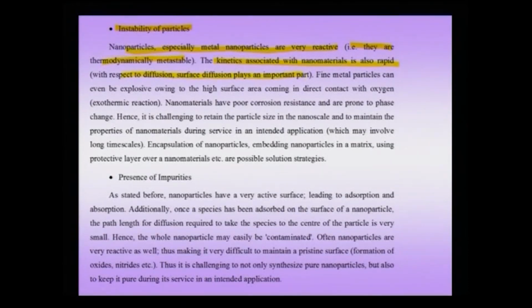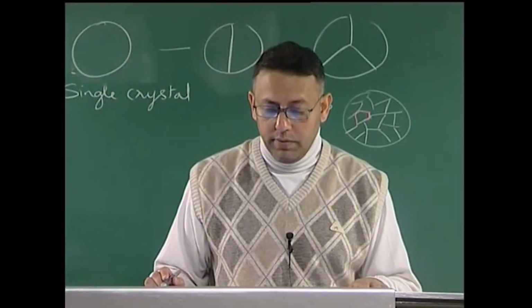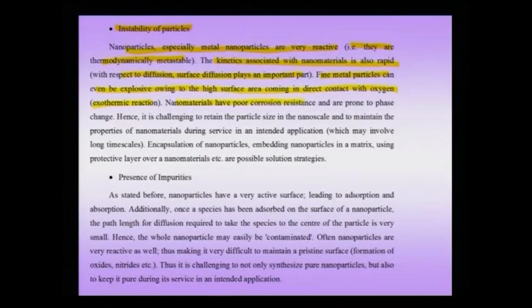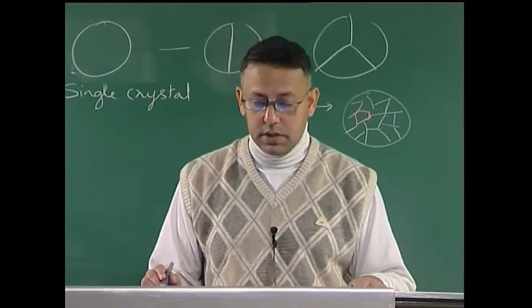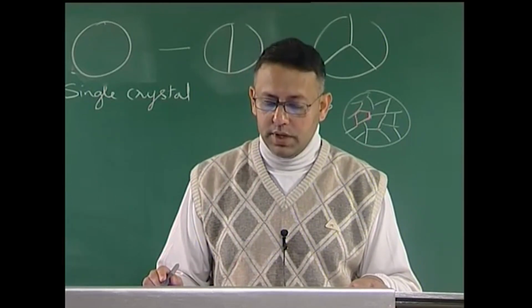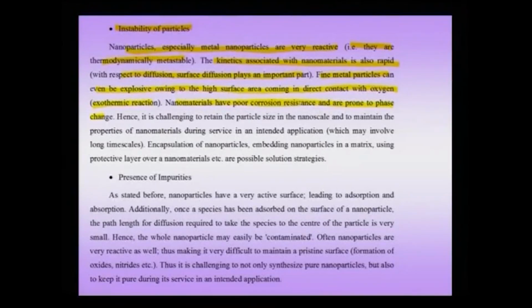Surface diffusion plays an important part. Fine metal particles can even be explosive owing to the high surface area coming in direct contact with oxygen, which is an exothermic reaction. So, when I am dealing with these nanoparticles, the reaction need not be slow, it can even be explosive. Nanomaterials have a poor corrosion resistance and are prone to phase change. We already saw that when you reduce the particle size, a different kind of crystal structure may be stabilized, and additionally because of the large surface area, they are poor in corrosion resistance. Hence, it is challenging to retain particle size in the nanoscale and to maintain properties of the nanomaterials during service in an intended application.